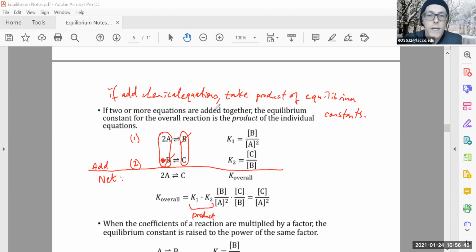Okay, so we can see here that the overall equilibrium constant is the product of the two added equilibrium constants. So we've got the product here, and then you can see that B would cancel, and we're just left with C over A squared, which is exactly what you would expect a priori anyway, because the molar coefficient becomes an exponent or an order. So take a second to look at that important relationship.